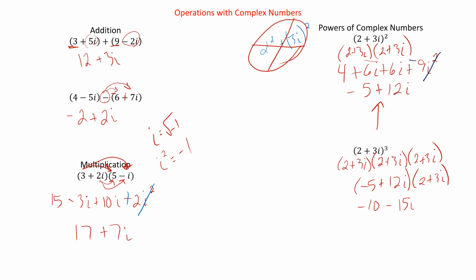12i times 2 is plus 24i. And 12i times 3i is going to be plus 36i squared, but that i squared becomes negative 1. And so we have negative 10 minus 36 is negative 46. Negative 15i plus 24i is going to be plus 9i. And we could then take that times another 2 plus 3i to get 2 plus 3i to the fourth. And we could keep going from there.